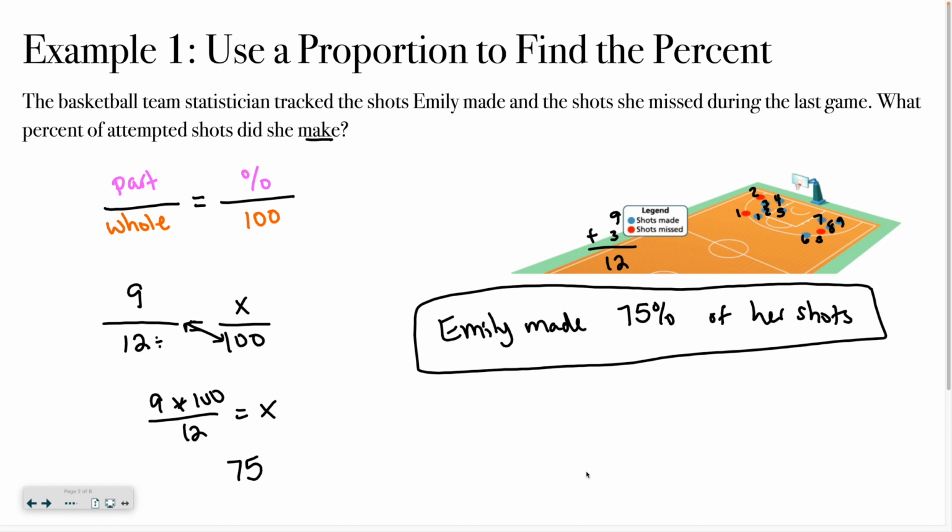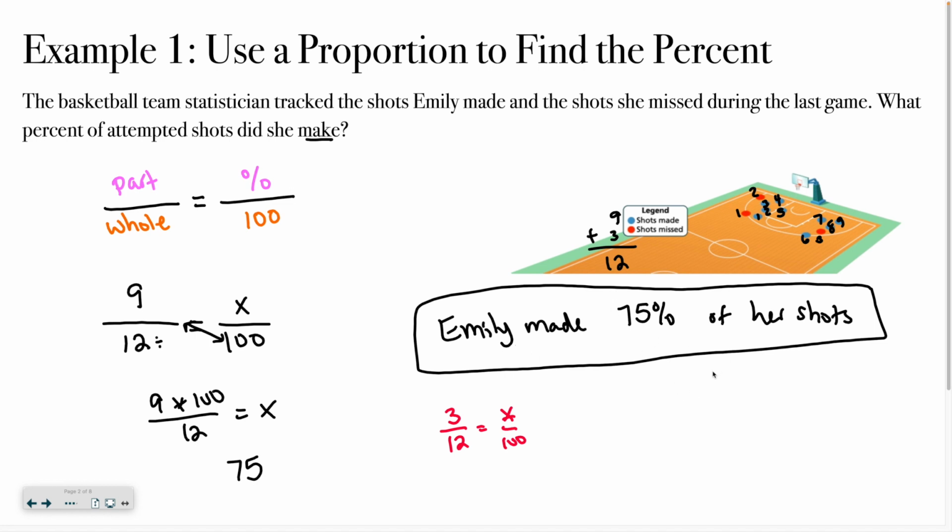And sometimes a problem like this will ask you to respond with what percentage she made and what percentage she missed. So sometimes I'll see students solve for the made, like what we just did, and then they'll set up another proportion and say 3 over 12 equals X over 100 and solve from there. And that is perfectly fine. The only thing that I would say is you can do it a simpler way.